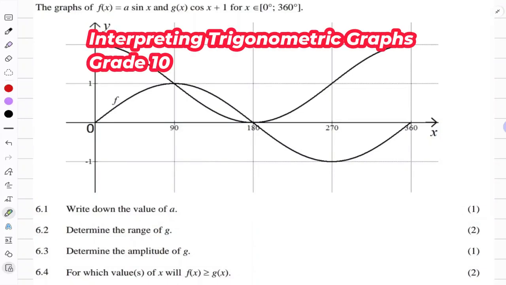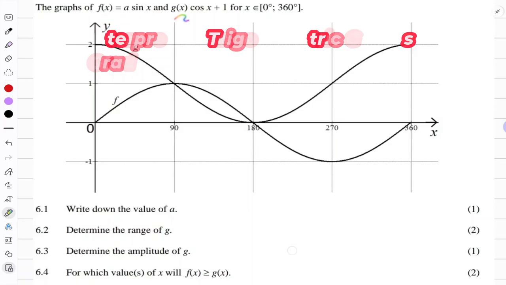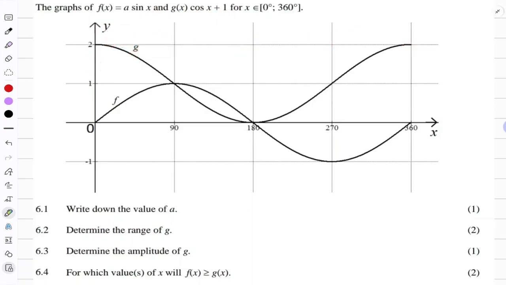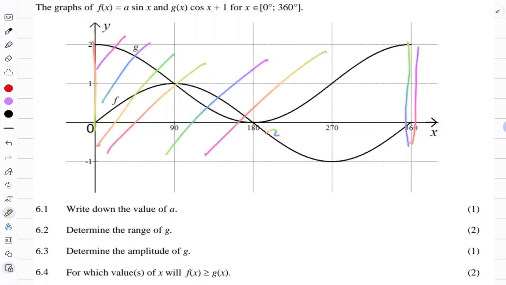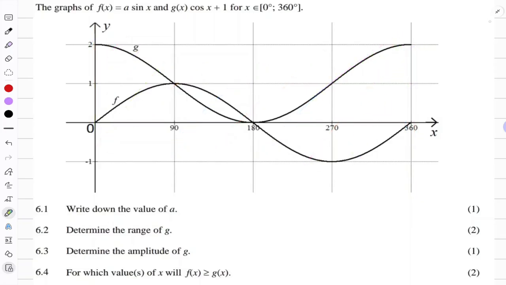So in today's lesson we focus on trigonometric function interpretation. It says the graphs of f(x) = a sin x and g(x) = cos x + 1 for x belonging to all the angles from 0 to 360 degrees. So this gives a restriction on these two functions. What this means is that the two graphs are bounded between 0 and 360 degrees. So for all x values in this region from 0 to 360 degrees, the two graphs exist.